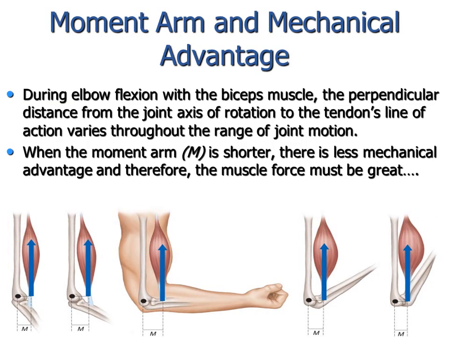Okay, so we can have several different arrangements of the mechanical advantage. We can have situations where the mechanical advantage is less than 1, where the mechanical advantage is greater than 1, and situations where the mechanical advantage is equal to 1. And another consideration when you're performing manual muscle testing is that the mechanical advantage for any given muscle changes throughout its range of motion, because the moment arms change throughout the range of motion.